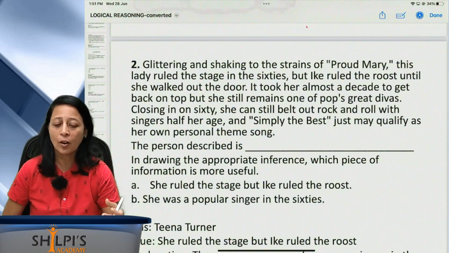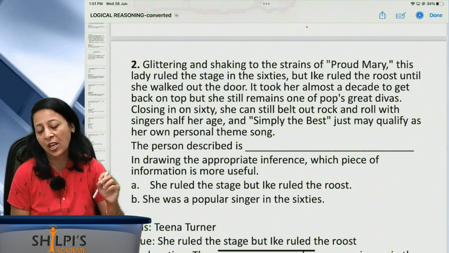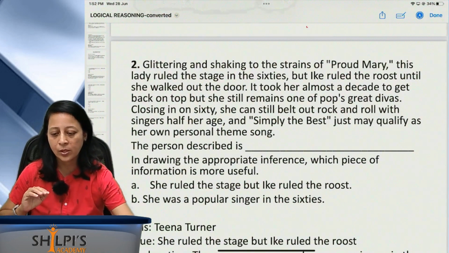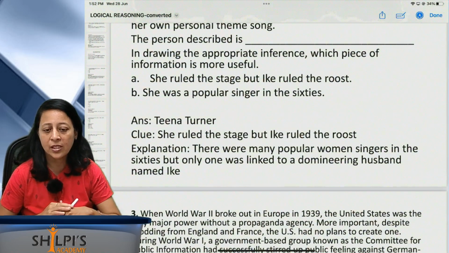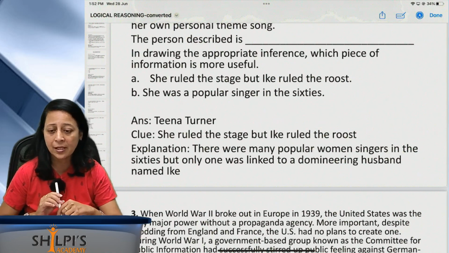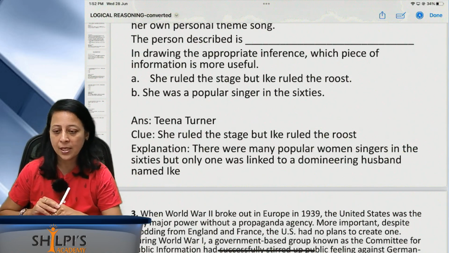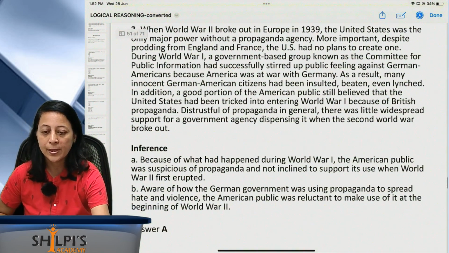You know that there are a lot of popular singers in the 60s. So the clue which helps us find the person is she ruled the stage, but Ike ruled the roost. So the person here is Tina Turner. There are many popular women singers in the 60s, but only one was linked to a domineering husband named Ike. So she is Tina Turner. Likewise, one more question here.